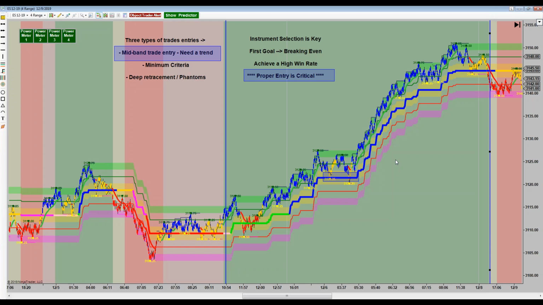So what you're looking at is we're connected to a data feed from our broker, NinjaTrader, and we have 4 range bars, which are 4 ticks each. And when you're in an uptrend, the background is solid green. Bars are predominantly blue. The midband and all the bands around it are stair-stepping up, like such. And you're getting a series of higher highs and higher lows. That is the definition of an uptrend.